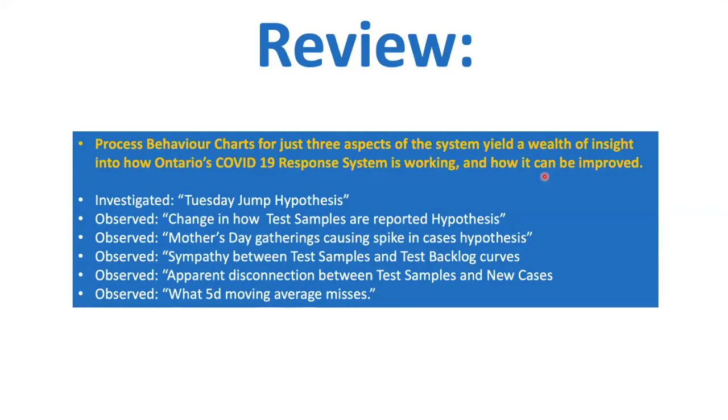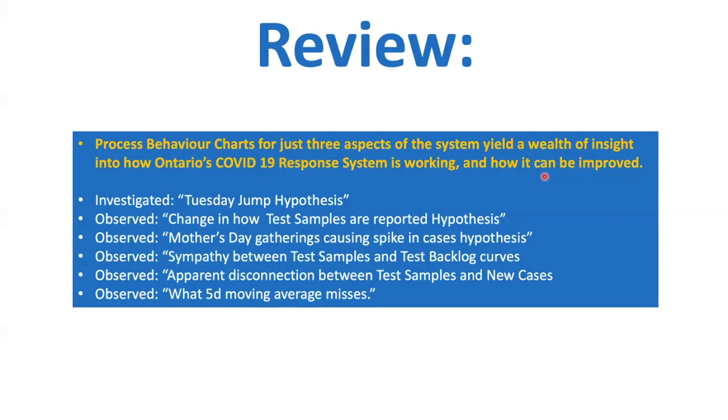So we investigated the Tuesday jump hypothesis, found it wanting. We observed how the change in test samples were reported on April 15th. We observed how it went from this rather ordered chaos to wide amplitude shifts of variation. It had an effect, and that's precipitated an increase in the backlog. So we're seeing how that system was being managed. We threw a little bit of shade on the Mother's Day gathering causing spikes in cases because it's not really firmly established whether that really is the case. And it's even harder to make that case when we know that the daily new cases number is not as clean as it could be.